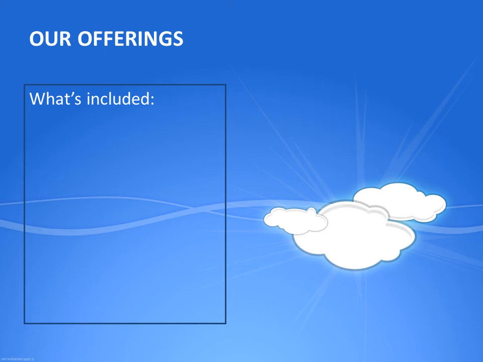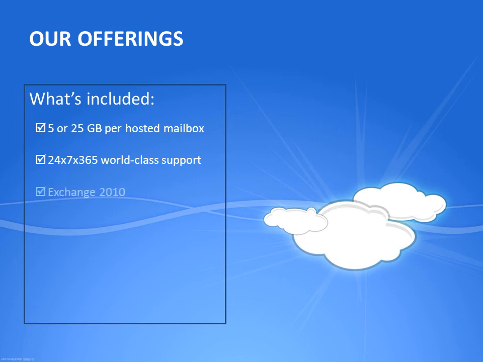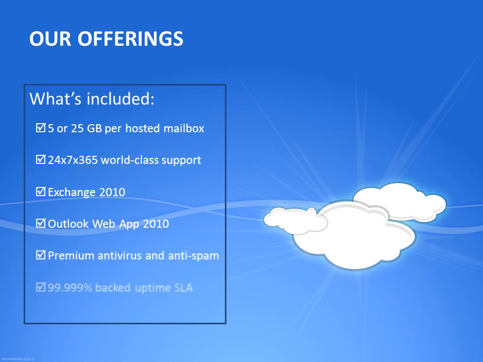So what's included? You get between 5 and 25 gigs of space per mailbox. You get 24/7 by 365 day a year world-class support, and by world-class we mean that I'm not the one answering the phone. You get Exchange 2010, Outlook Web Access 2010, Premium Antivirus and Anti-Spam, plus a 99.999% backed up uptime service level agreement.